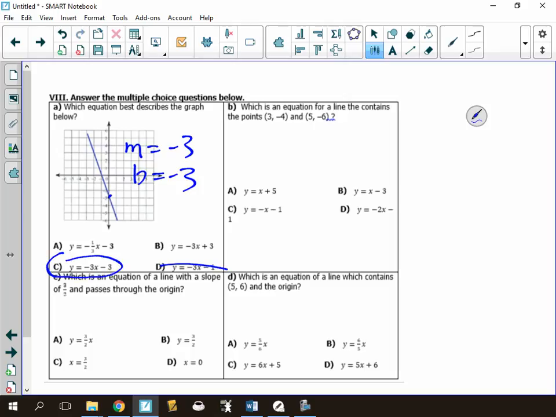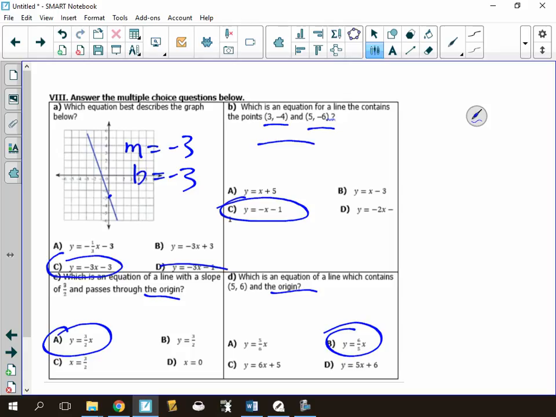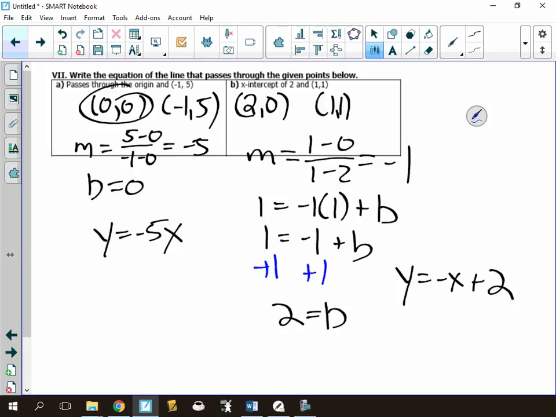What is the equation for the line that contains the points 3, 4, and 5, -6? When you calculate that, you will find the answer is C. This will be A, and this will be B. These are both easier because they contain the origin, so you know there's no b. But they are not horizontal or vertical, so that's why the y equals and the x equals are out. This problem is exactly like the ones before, where we had to find the slope in the equation.